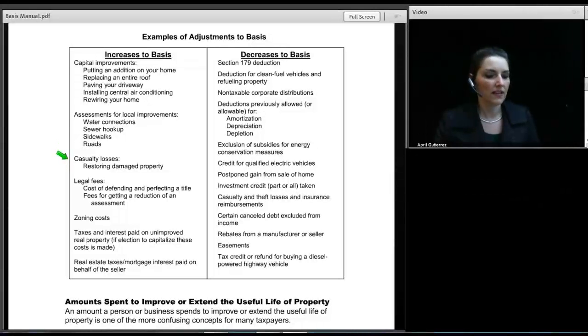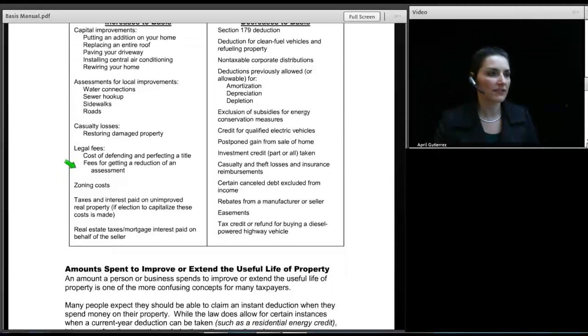Casualty losses, the cost of restoring damaged property to its original condition or even above and beyond its original condition, or even to something less than its original condition, is all going to add to your basis. Legal fees, the cost of defending and perfecting a title, fees for getting a reduction of an assessment. Those are examples of legal fees that would add to your cost in property.